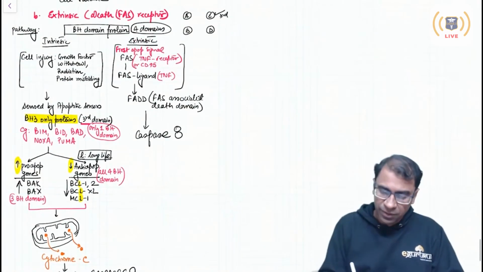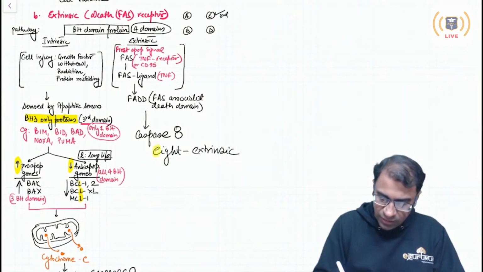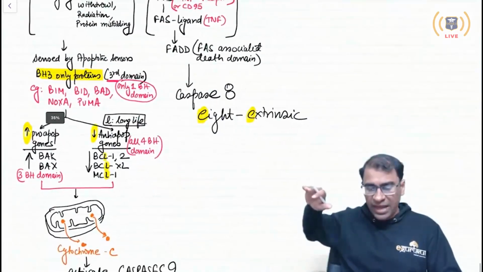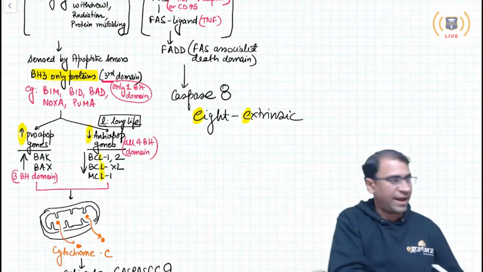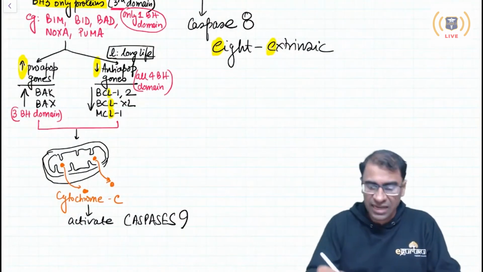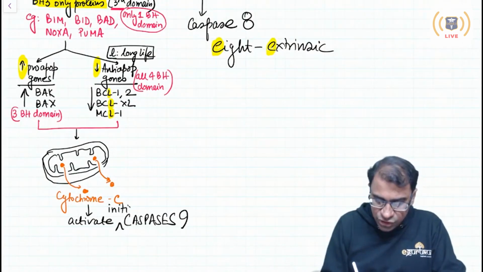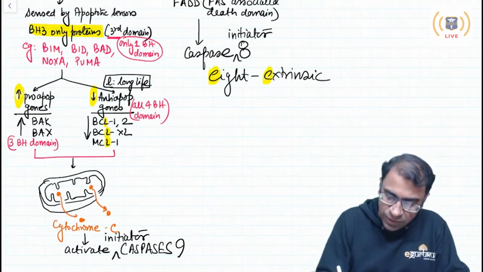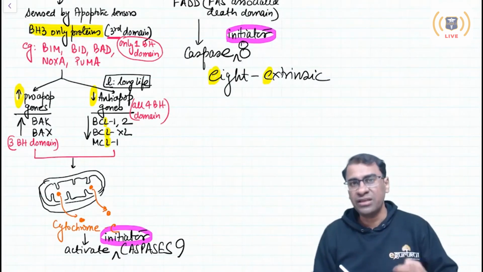Now, how to remember? Very simple. See, 8 and extrinsic, so E and E. The extrinsic pathway has activated caspase number 8. The intrinsic has activated caspase number 9. These caspases are called initiator caspases. So 8 and 9 are examples of initiator caspase.